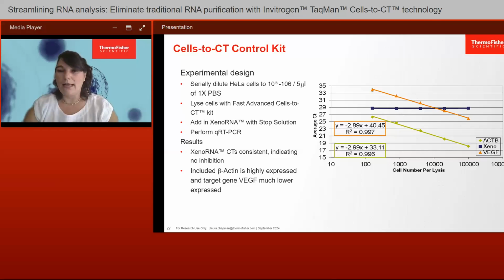And so the xeno assays are indicated with the blue squares, and you can see that those are equivalent no matter the cellular input, showing that there's no inhibition with the HeLa cells, even up to 100,000 cells. And we also see a really nice linear line for the dilution of cells with the beta-actin and the VEGF. Which is really nice to see because the beta-actin is a really highly expressed gene, as well as the VEGF is a much lower expressed gene, but we see that there's no inhibition with any of those because we get nice linear lines and the xeno assay stays constant across all cellular input.